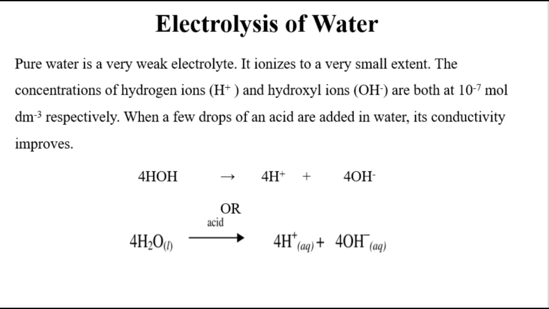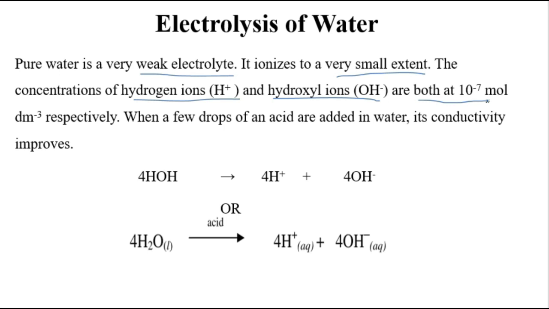We will see the wording. First of all, what happens with the wording. Pure water is basically a weak electrolyte. Please keep in your mind that pure water is a weak electrolyte. It ionizes only to a very small extent. So the concentration of the hydrogen ions, that is H positive ion, and hydroxyl ion, OH negative ion, both will be at 10 raised to the power minus 7 mole per decimeter cube respectively.